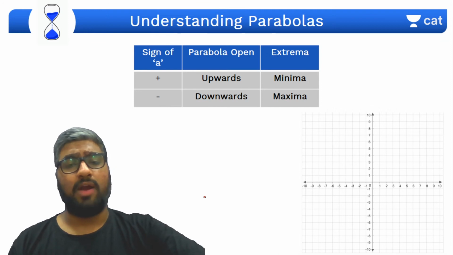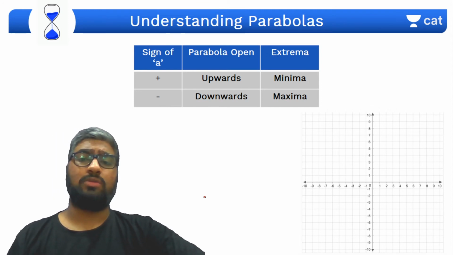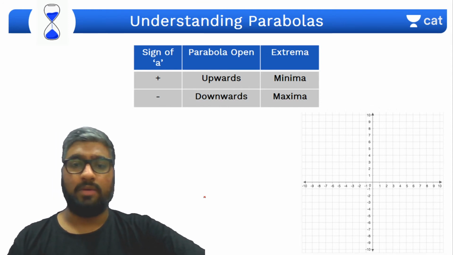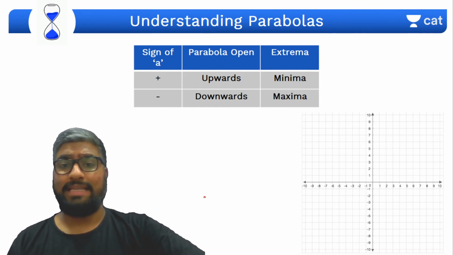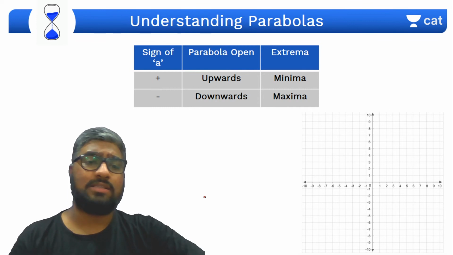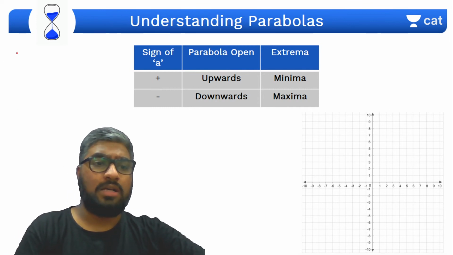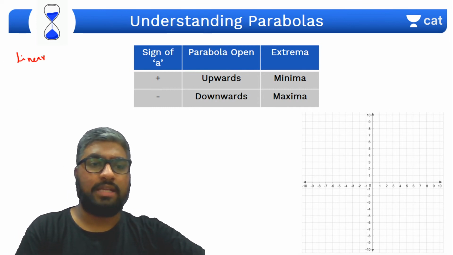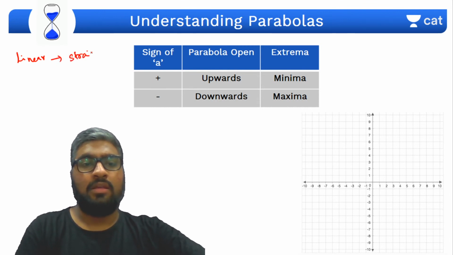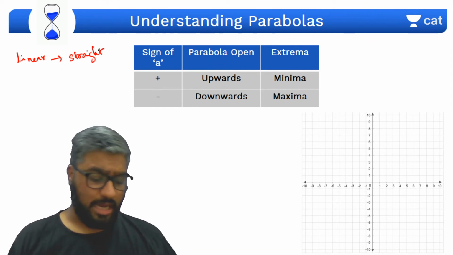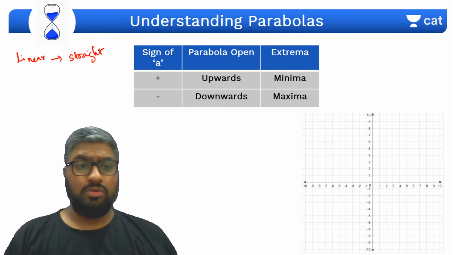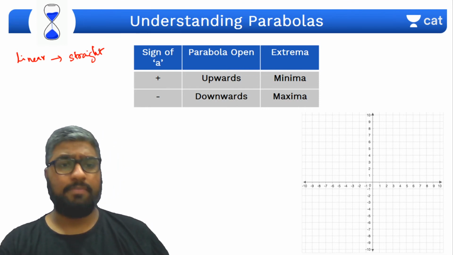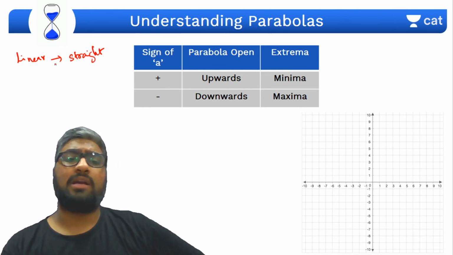Yes, so for that we would need to understand what parabolas are and how they work, right? So if it were a linear equation, the reason why it's called linear is because it forms a straight line, right? A linear equation on a graph, if you plot them on a graph, if you join all the points, they would end up becoming a straight line.